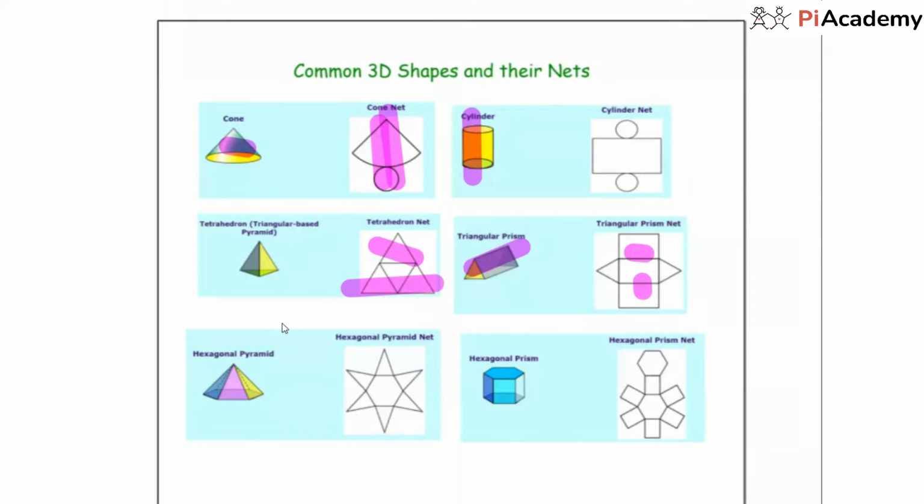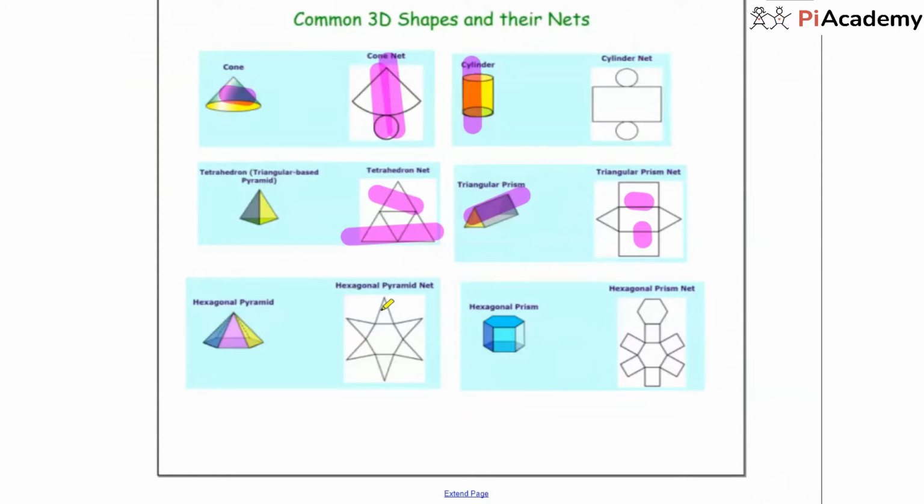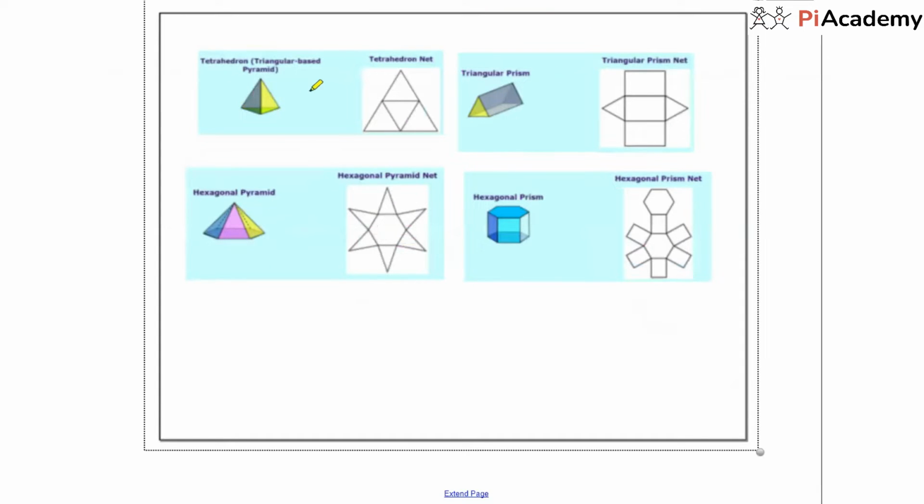Yes, sir. Okay. For the hexagonal pyramid, this is its net. Next, the hexagonal prism, this is the net of the hexagonal prism. And the tetrahedron, triangular base pyramid, this is the net, and then the triangular prism, hexagonal pyramid, hexagonal prism. I just gave these here so that when you're revising, you can have a look at them. This will be helpful to you.